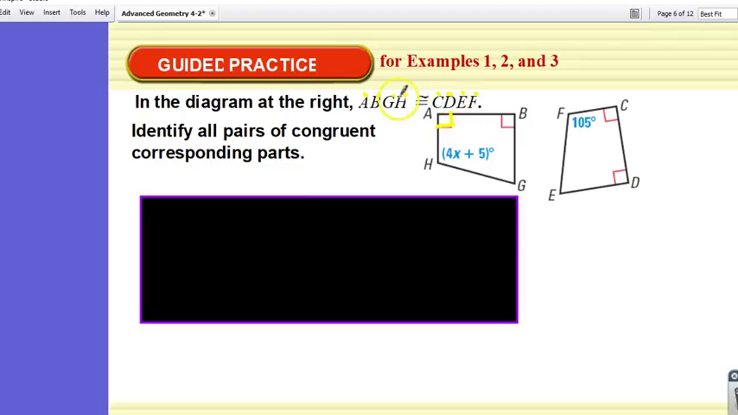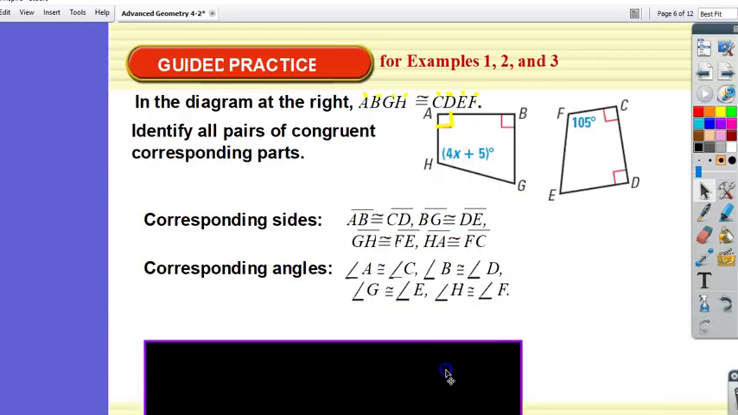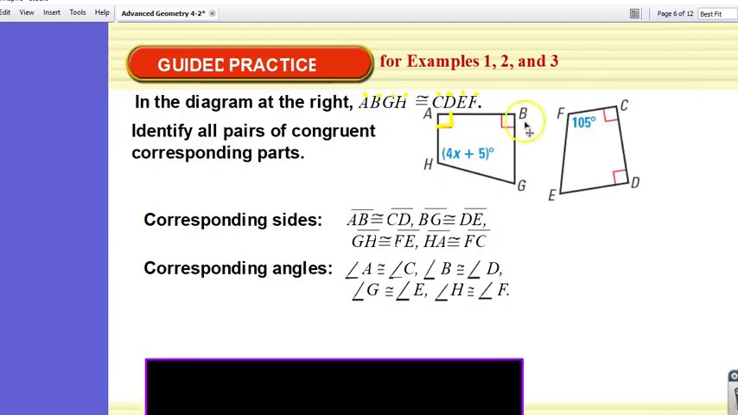BG is congruent to DE. GH is congruent to EF. AH is congruent to CF. Did I have to even really look here? No. All the information can be taken from the congruence statement, which makes life so much easier.